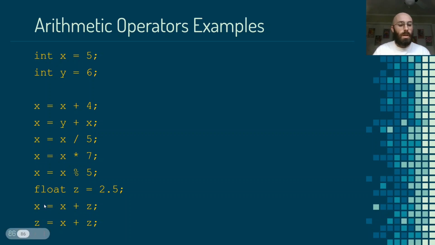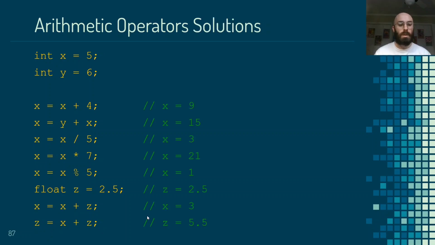So x would be a value of 3, and then here for this last one where I'm taking z and I'm adding x plus the previous value of z, which was 2.5, I'm taking 3, I'm adding 2.5, I get 5.5, and because z is a float, it can represent the decimal point, so it would get its full value of 5.5. And yeah, it looks like we did it correct.